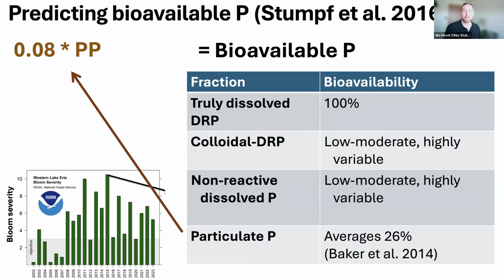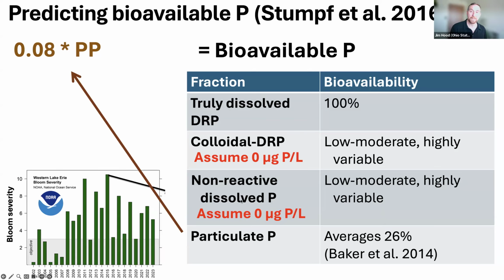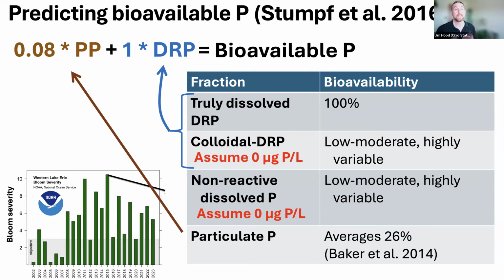So they multiplied those together and got 8%: 8% of particulate phosphorus is bioavailable when it makes it to Lake Erie. They assumed that colloidal DRP and non-reactive dissolved phosphorus were both basically zero. They had data on this fraction, but it was pretty negligible. And then they assumed that this dissolved fraction was 100% bioavailable. So this comes up with the equation that Stumpf used to predict harmful algal blooms, and this is fairly similar, with some tweaks, to what we see in the harmful algal bloom forecast.